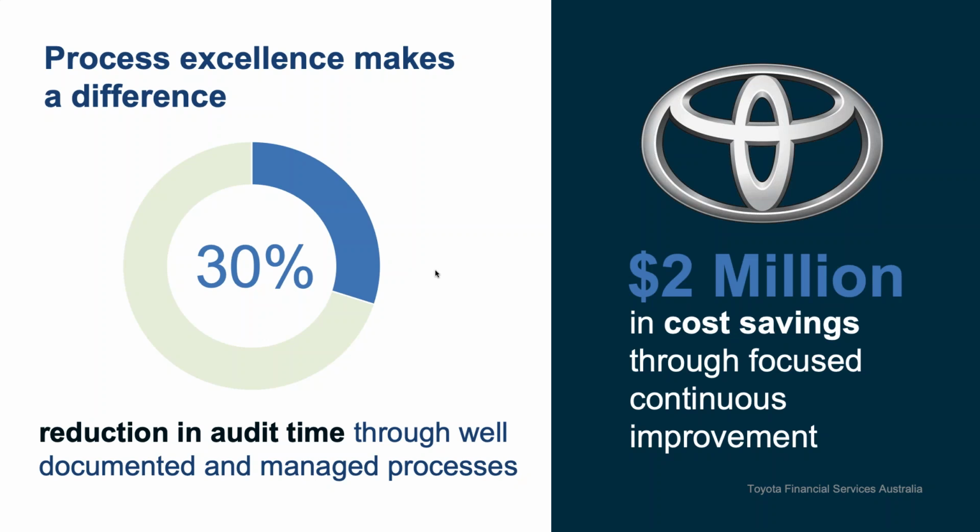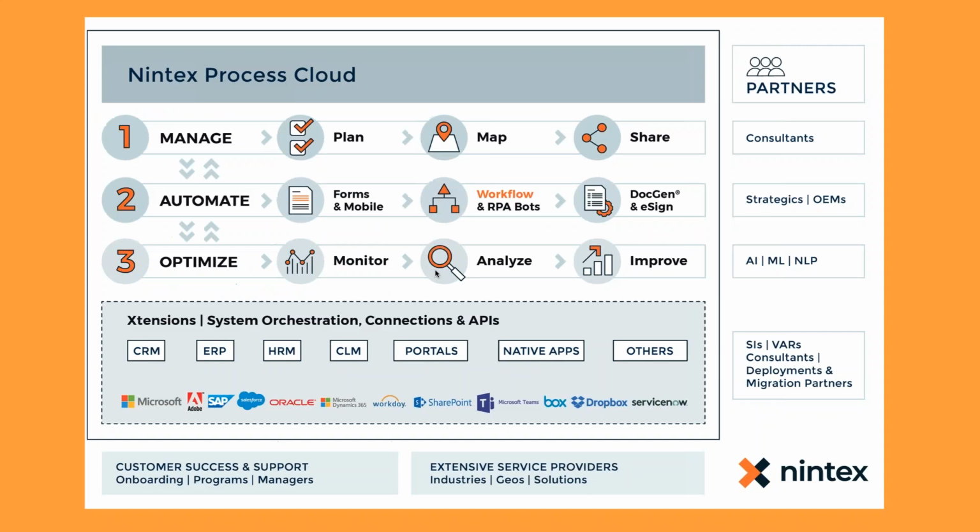Another metric I like to show you some value is that process excellence makes a difference. In the world that I work in, even though I'm in an advisory capacity, in a consultative role working for an accounting firm, reduction in audit time is something that is important, right? Automation certainly helps you with that. As an example, using an RPA technology, at least one institution was able to save $2 million in cost savings by focusing on continuous improvement.